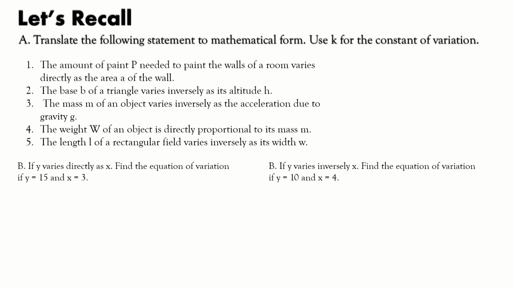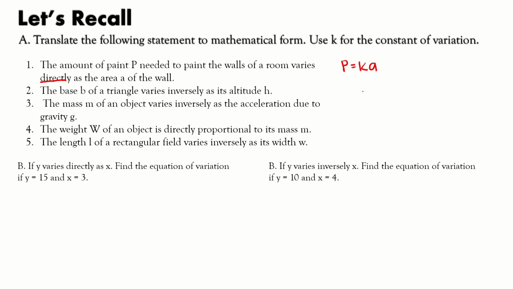In number 1, the amount of paint P needed to paint the walls of a room varies directly as the area A of the wall. This example, number 1, is an example of direct variation. If we write this in mathematical equation, that is capital P is equal to KA.